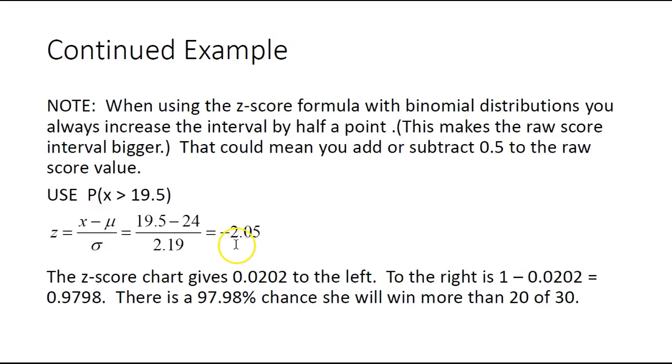When we look up the negative 2.05 in the z-score table, we get 0.0202, which means it's to the left of 19.5. So there's very little chance of being below 19.5 wins. But we really want to be greater than 19.5, so we want the right side. So we subtract that from 1, which gives us 0.9798. As a percent, that means she would win about 98%. There is a 98% chance that she will win 20 of the 30 games. So it's very likely that she will win 20 or more games.